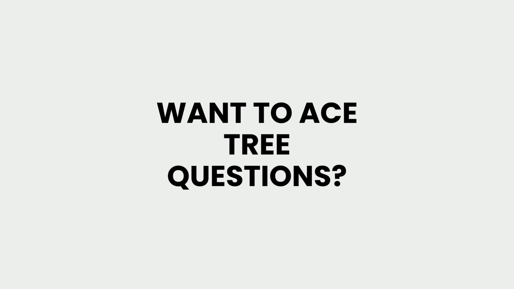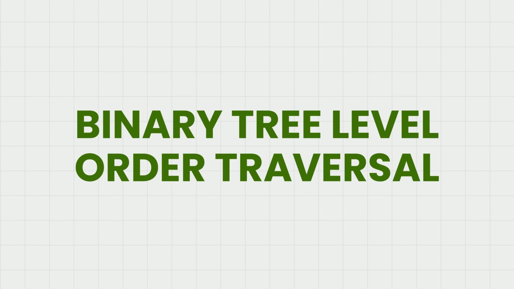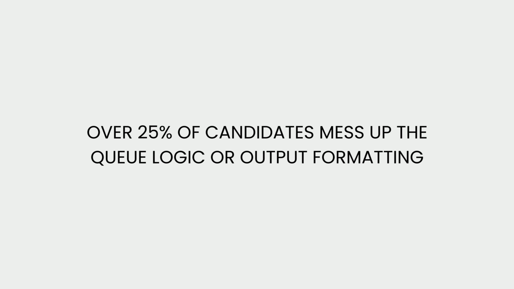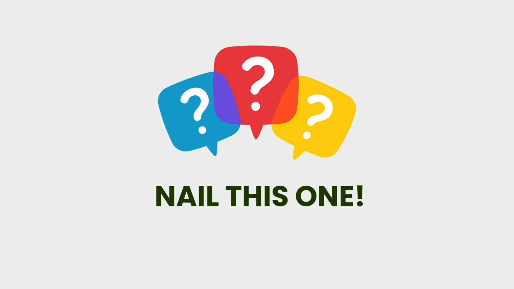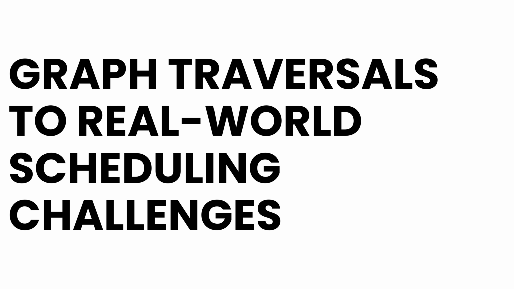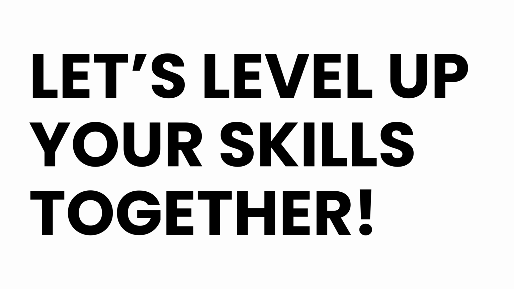Want to ace tree questions at Google, Amazon, or Apple? Binary Tree Level Order Traversal is a classic pattern mastery 100 question. Over 25% of candidates mess up the queue logic or output formatting. Nail this one, and you'll be ready for everything from graph traversals to real-world scheduling challenges. Let's level up your skills together.